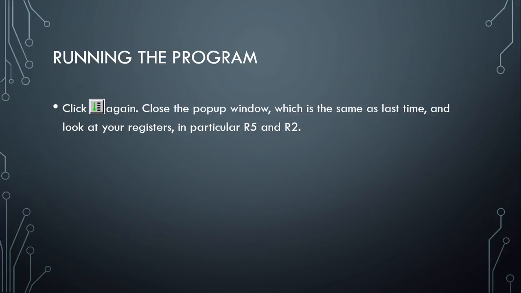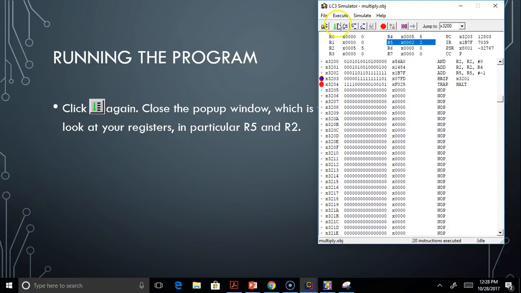So let's go ahead and click Run Program again. We're going to close the pop-up window, same as we did last time, and look at our registers, particularly register 5 and 2. So let's just run it again. It encounters the breakpoint.